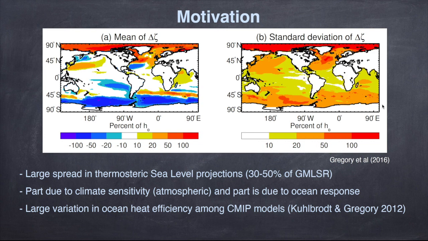And in terms of the ocean response, there's a large variation in the ocean heat efficiency among different CMIP models, and that's partially caused by the differences in vertical heat transport and the processes that cause this heat transport. So it's important for us to understand the processes behind vertical heat transport and how they differ between different models.